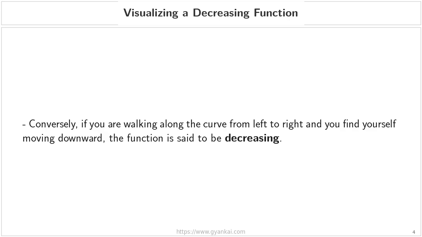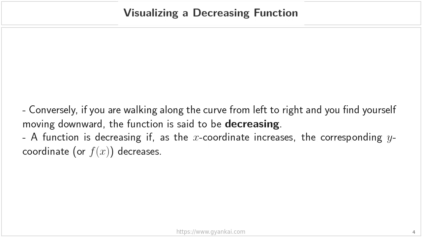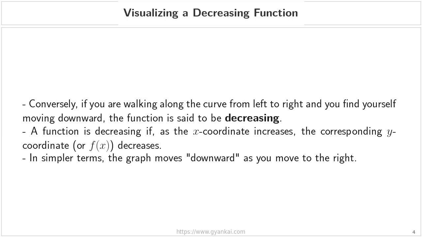Visualizing a decreasing function. Now, let us look at the opposite scenario. Just as we previously discussed with increasing functions, imagine you are walking along the curve of the graph from left to right. If you find yourself moving downward, the function is said to be decreasing. To put this in more formal mathematical terms, a function is decreasing if, as the x-coordinate increases, the corresponding y-coordinate, which we also refer to as f of x, decreases. In simpler terms, if you observe the graph moving downward as you move your eyes to the right, you are looking at a decreasing function.